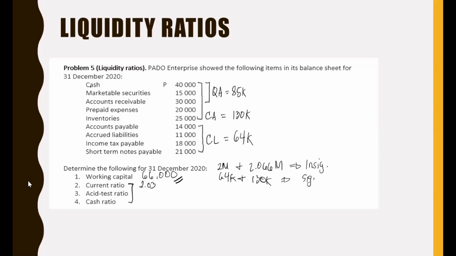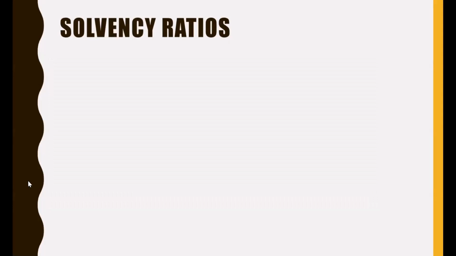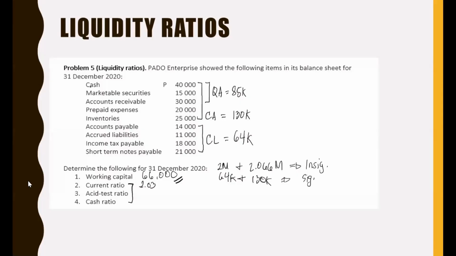Okay. And then of course, lastly, let's first answer the acid test ratio, or the quick asset ratio. So that is 85 divided by 64. Okay, so we have 1.33. So again, what does it mean? 1.33 means that for every peso of current liability, we can pay them using our assets 1.33 times. Okay?